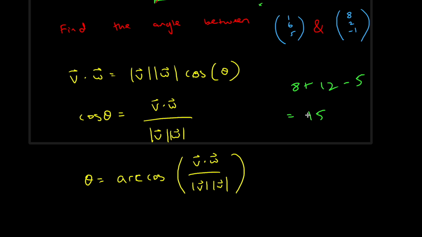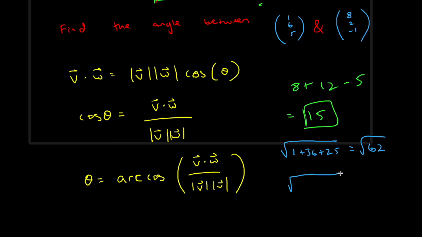And I'll just box this. We have v, which we'll call this first vector. Magnitude of this is just square root of 1 plus 36 plus 25, which is the square root of 62. And the magnitude of vector w is just square root of 64 plus 4 plus 1, which is the square root of 69.